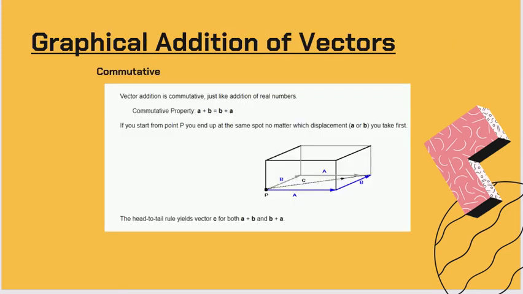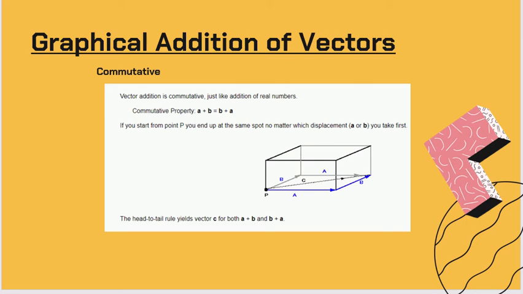So, we have the graphical addition of vectors. First, we're going to have the commutative property. Vector addition is commutative, just like addition of real numbers. Para ka lang nag-add, simple lang. So, commutative property, we have the formula A plus B is equal to B plus A. Based on our given example, if you start from the point P, you end up at the same spot no matter which displacement, A or B, you take first.